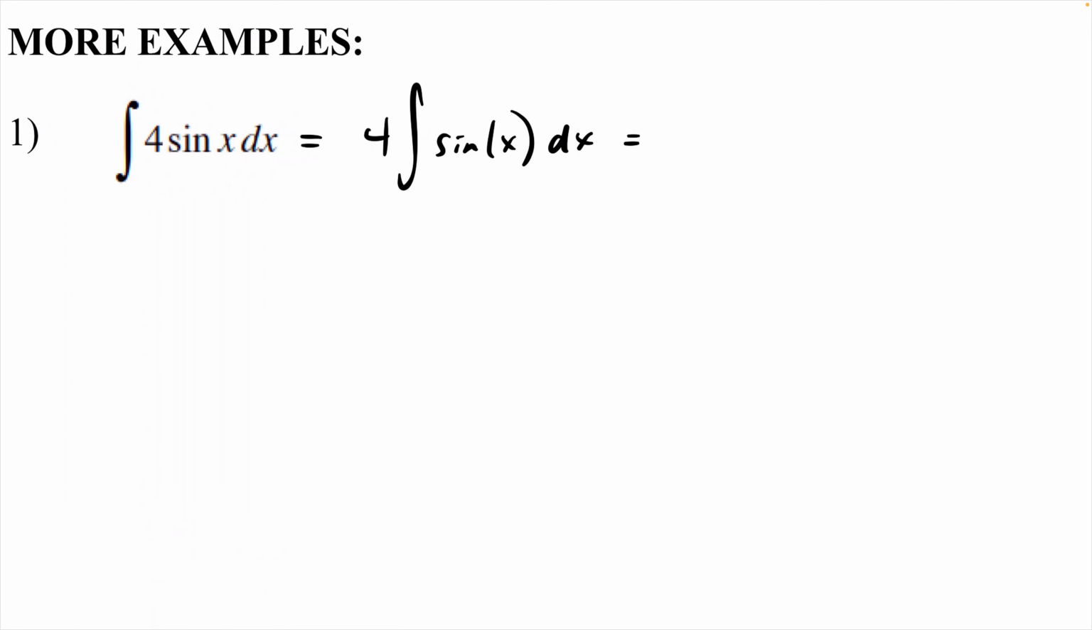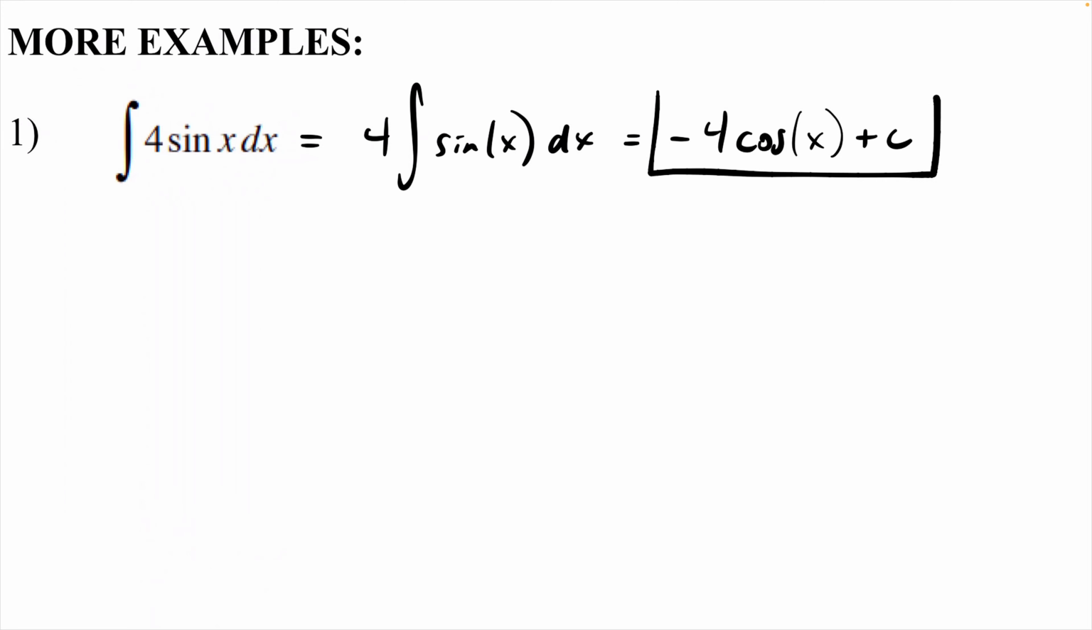What's the antiderivative of sine? Negative cosine. So that means it would be negative 4 cosine of x plus c. Done.